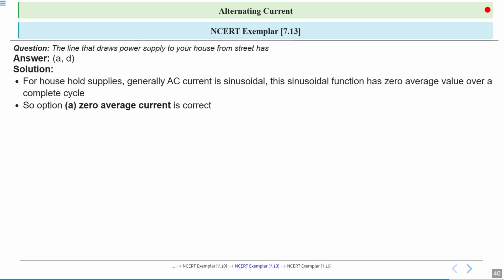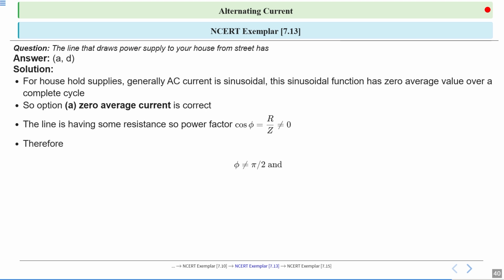That's why the average current over a complete cycle is 0. So option A is correct. The line has the same resistance, so the power factor cos phi is equal to R upon Z, which is not equal to 0. The transmission line that supplies power to our house from the street has some resistance, due to which cos phi equal to R by Z is not equal to 0.